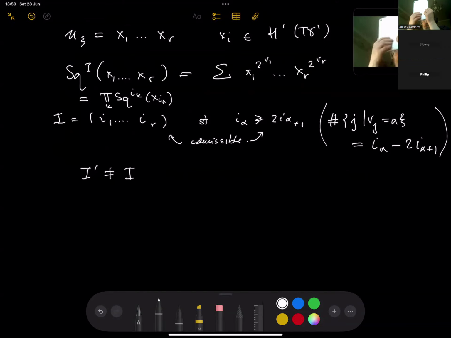Well, firstly, there's a typo. It should be I alpha minus 2 I alpha plus 1, otherwise it doesn't make any sense. And the VIs are the exponents of the 2's, which are themselves the exponents of the x1, etc., xr.